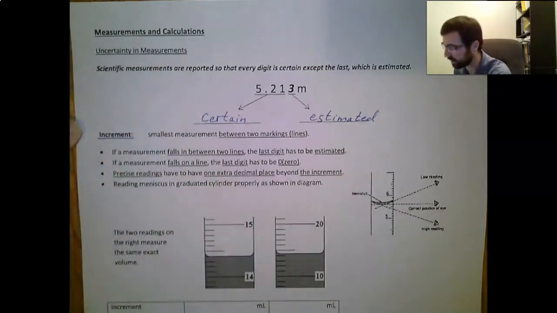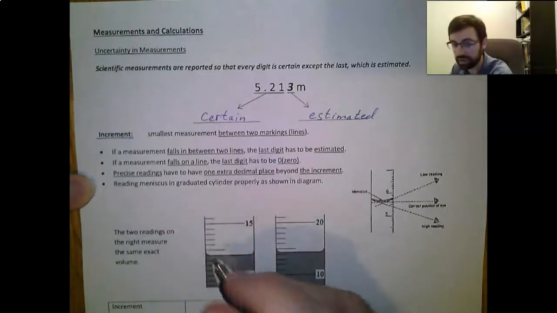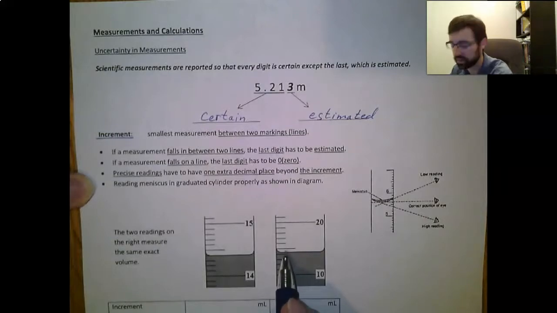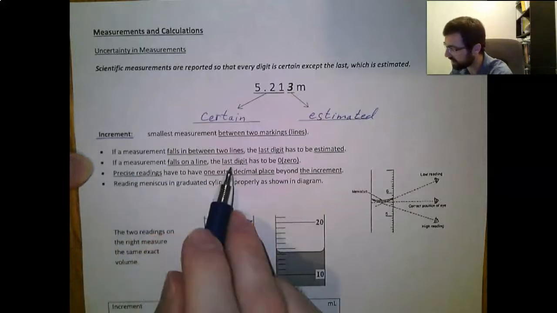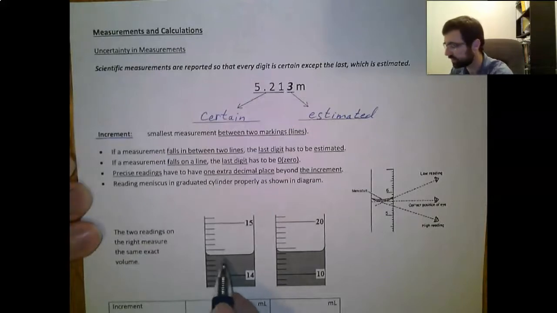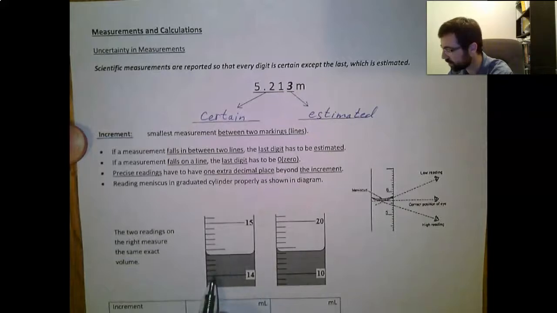If a measurement falls between two lines, let's say we're reading graduated cylinders as down here. If it falls between two lines like this one on the right, we're going to estimate the last digit. We're going to guess what that number is. You can see that we don't know exactly what it is, so we've got to estimate. And if the measurement falls on the line, then the last digit is going to be 0, because that tells us that we know very, very close. That must be a 0. Okay, it's very, very close to exactly, in this case, 14.4.